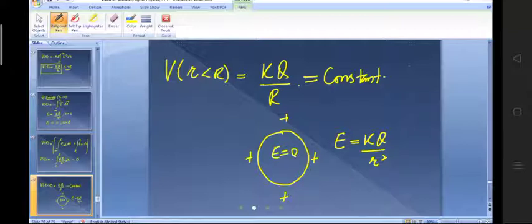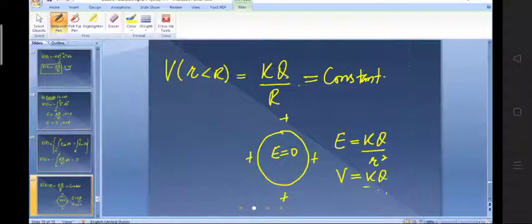If the electrostatic field inside is equal to 0, it does not necessarily mean the potential is equal to 0. If you differentiate 0, it will become 0, but if you differentiate a constant, it will also become 0. So there are two possibilities: the potential will be equal to 0, or the potential can be constant as well. And what we have arrived at is that the electrostatic potential inside is constant and not equal to 0.